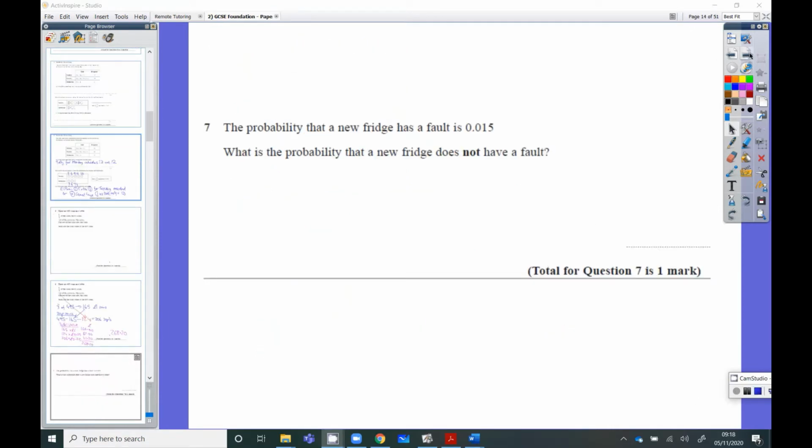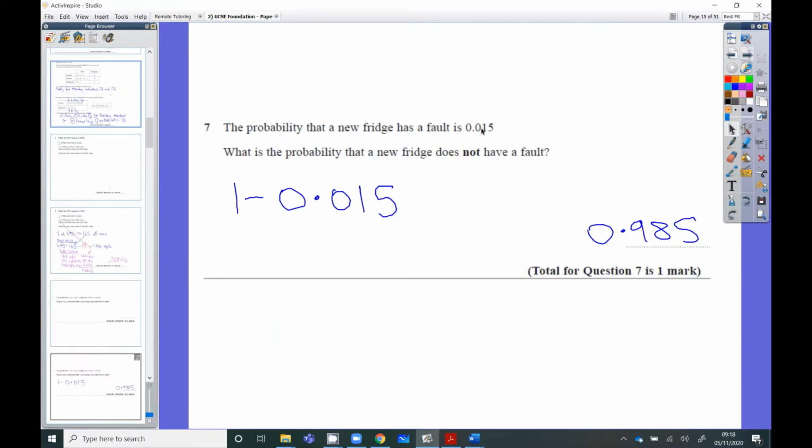Question 7. Well, we know that probabilities have to add up to a whole, a 1. So if the probability that a new fridge has a fault is 0.015, the probability that it does not have a fault is 1 take away this number. And 1 take away 0.015 is 0.985.